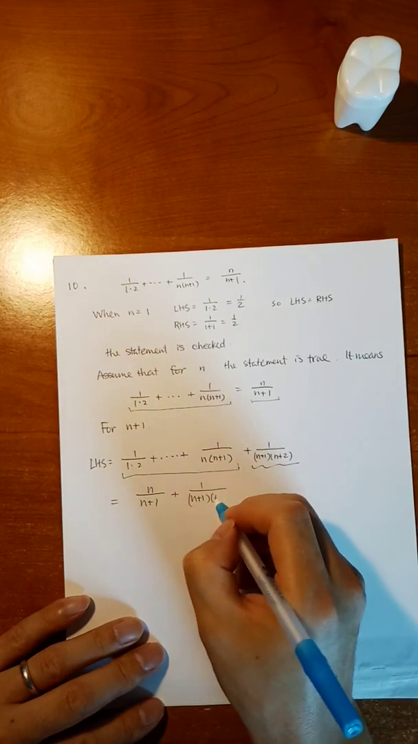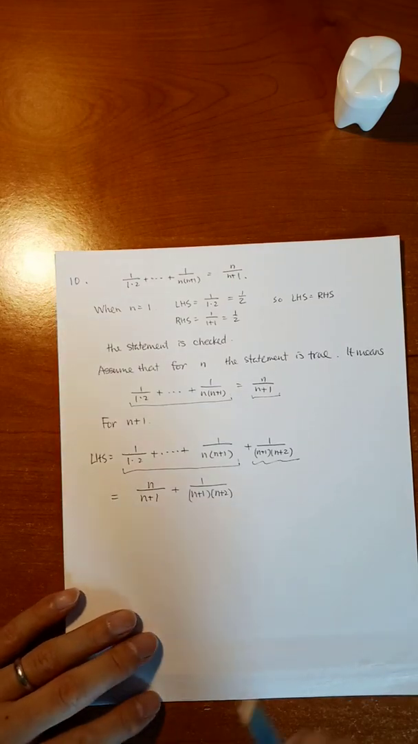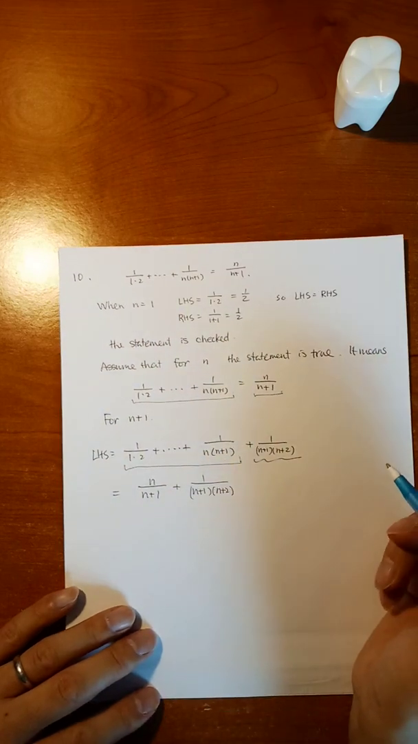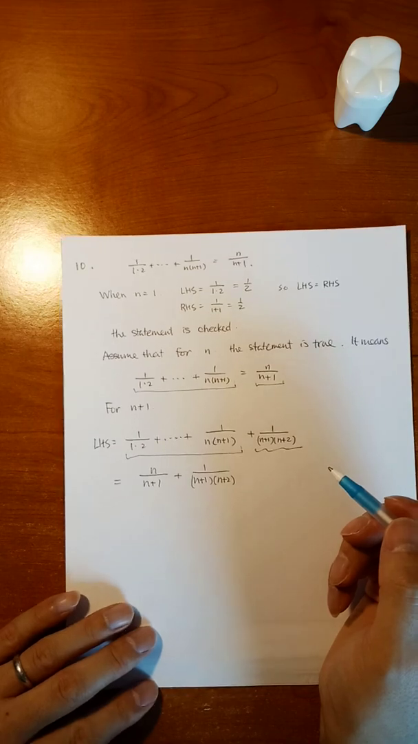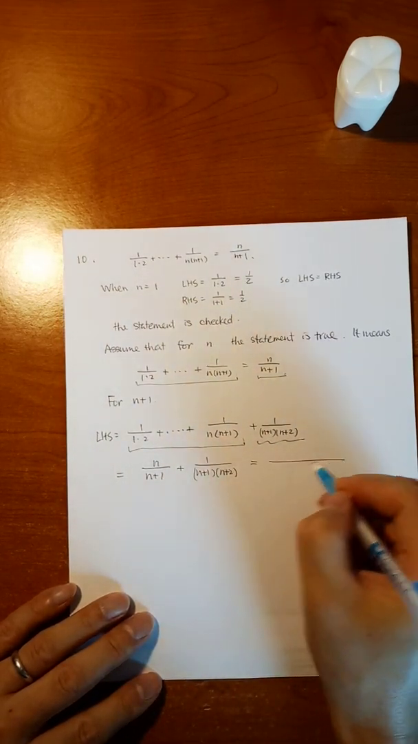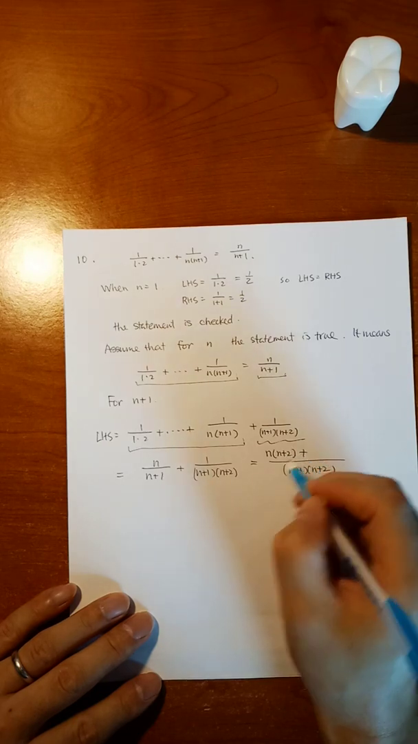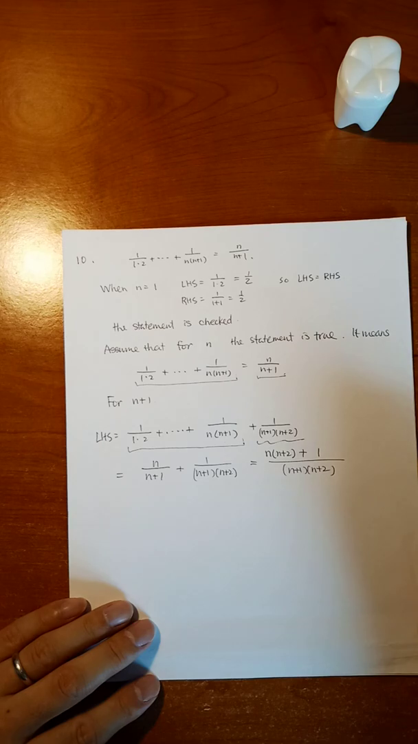And then you add the last term to it. Okay, so you add the last term to the sum of the first n terms. And then you try to simplify it. How do we simplify it? The common denominator is (n plus 1) times (n plus 2). So n times (n plus 2). And here, you don't do anything, just put 1 there. Am I right or wrong?